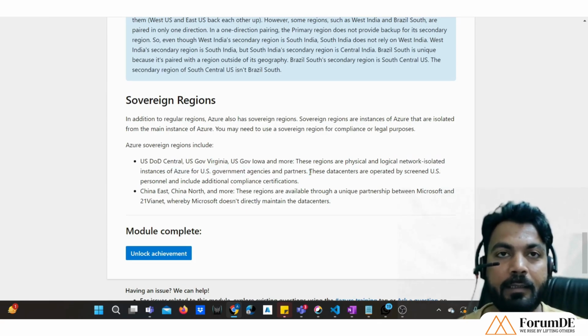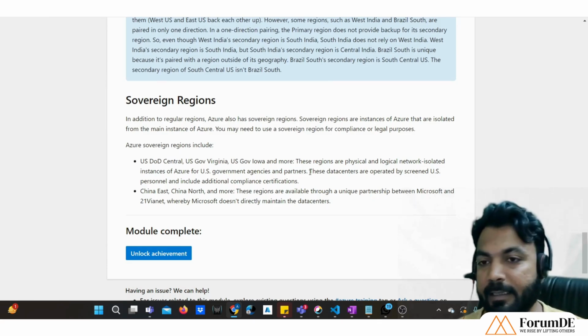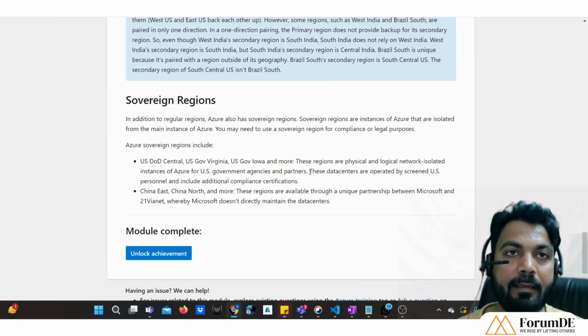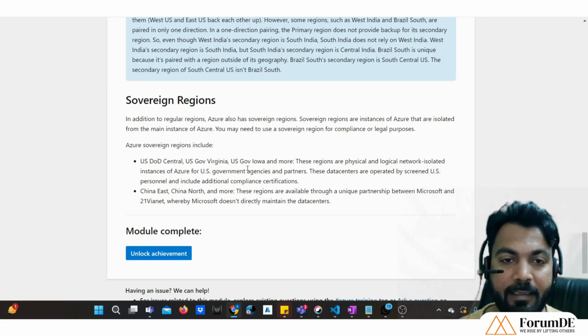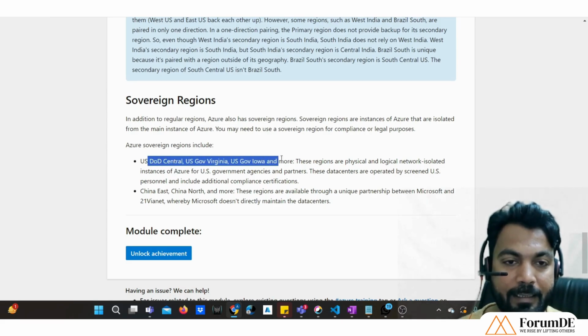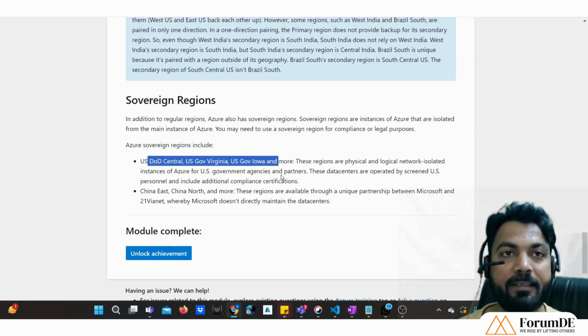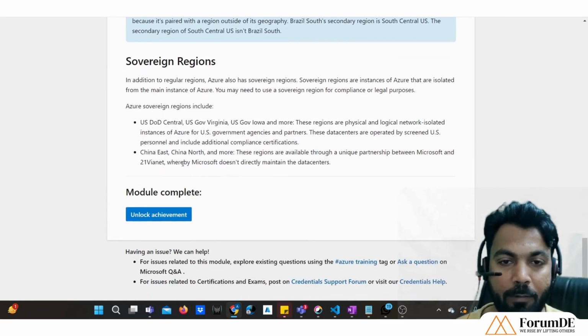They don't want their data or their data centers to be exposed to others. So to protect from that, they have a special tie-up with Azure, and Azure provides these regions, these IT infrastructures, to them. Now again, we have some other sovereign regions like China East, China North, and more.